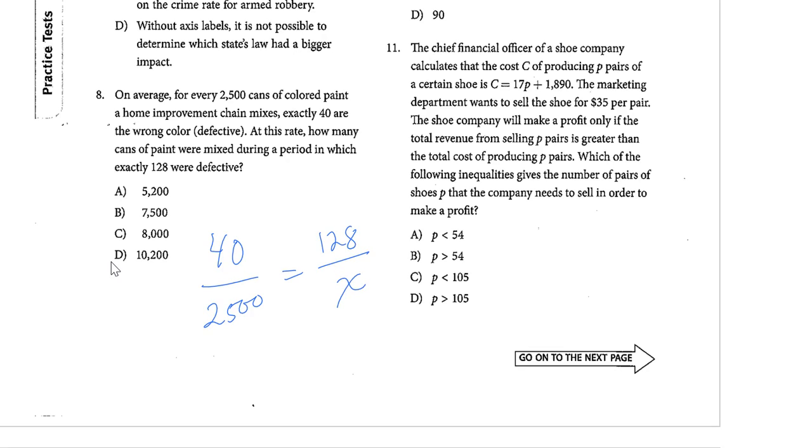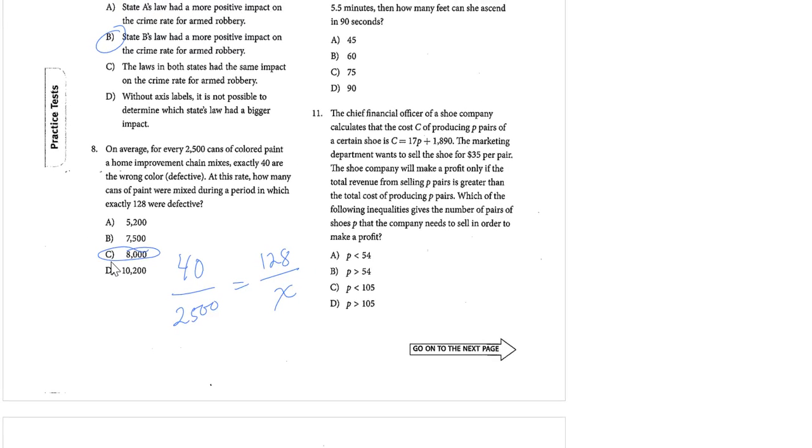To figure out how many total we'd make to get exactly 128 defective, we could just call that X. So we could multiply here. I'd have 40X is equal to 2,500 times 128. It's a calculator section, I'll leave that one up to you guys. Solving here, we would end up with X is equal to 8,000. So that'd be 8,000 cans. Again, proportions are going to be a key strategy we see a lot of the time.